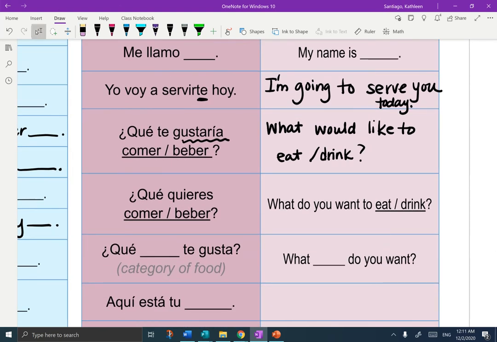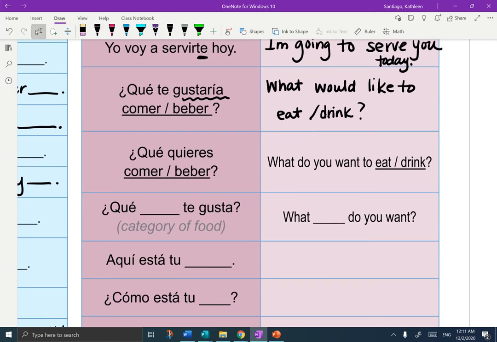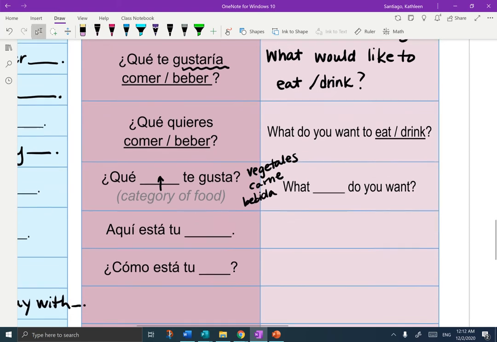And then again, different way. Instead of saying, what would you like? Gustaría, what do you want? Querer, to want. What would you want to eat? Que, and then you'd have to, in the blank, put the category of the food. What, que vegetal quieres? Que carne quieres? So you could do que vegetales quieres? Que carne quieres? Que bebida quieres? Okay, so you just write in whatever you're asking about.